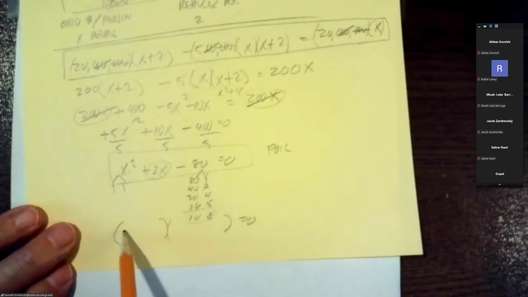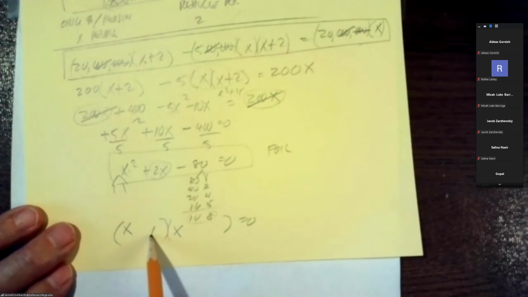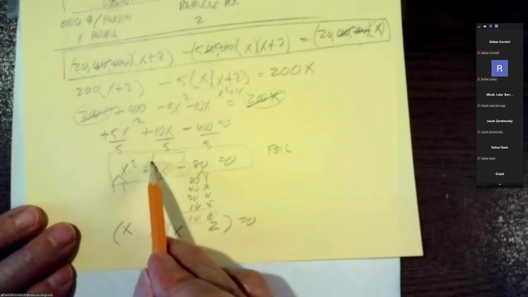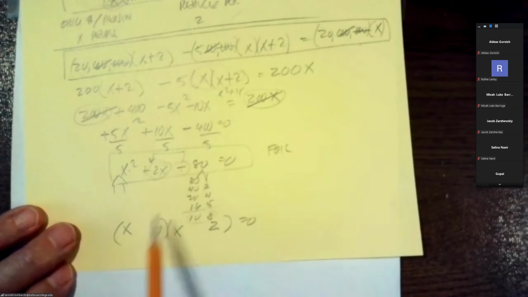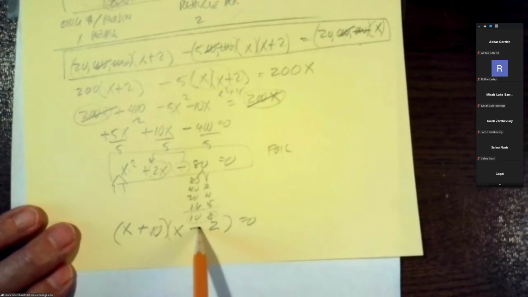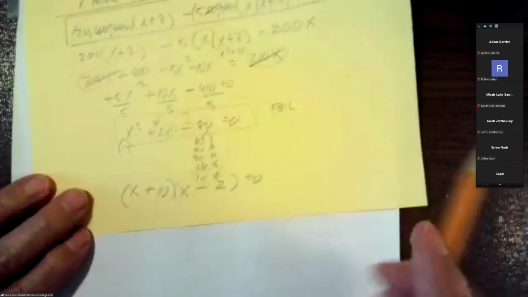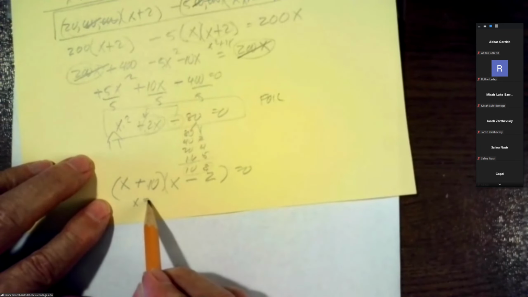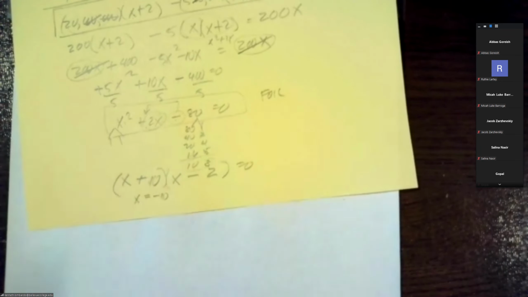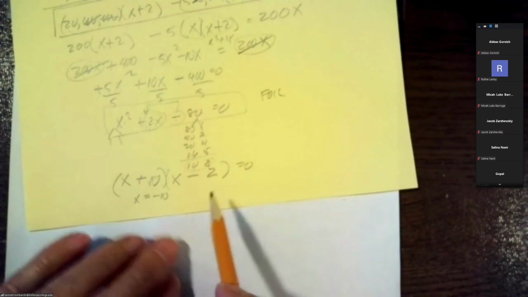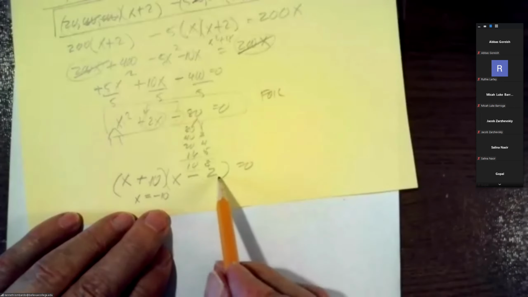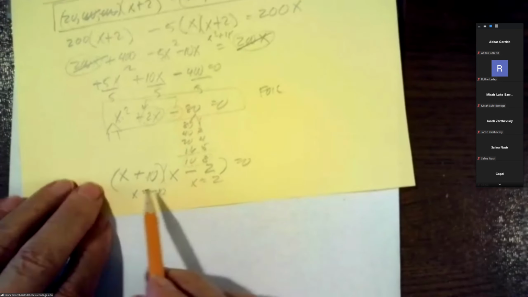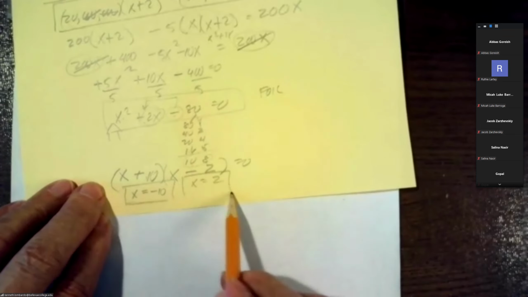Set that equal to 0. So this will be x and 10 and 2. This says the signs are opposite and the larger is positive. The larger is going to be here. So that's the smaller. So we have x plus 10 is 0, or x equals negative 10. And x minus 2 is 0, or x equals 2. And let's take a look at those solutions.